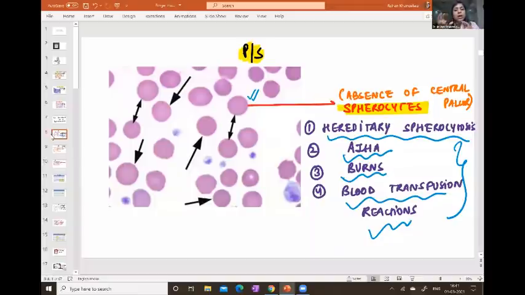So these are the kinds of questions which are asked in the MCQ exams these days, which involve images. So you will be able to identify the spherocytes on the smear. There is no central pallor.